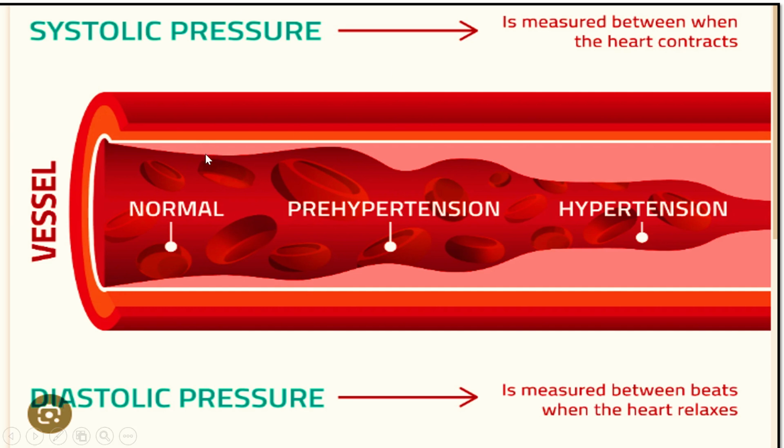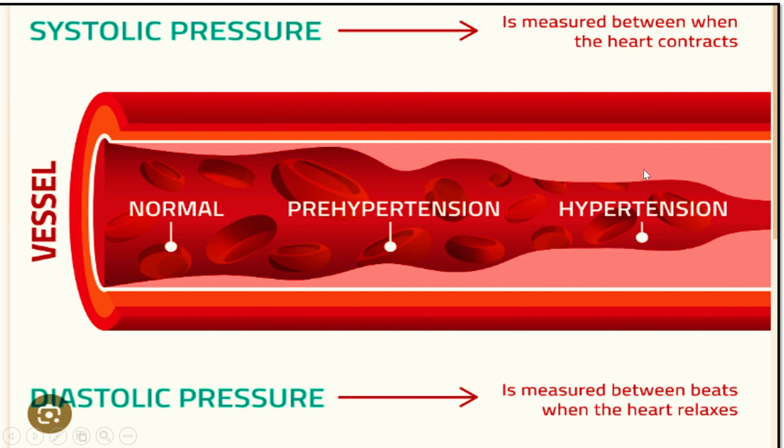As you can see, this is a normal vessel. The blood flows very gently and no major pressure is required. In pre-hypertension, you can see the narrowing of the blood vessels. There can be plaque deposition, that means fat deposition, or narrowing of the blood vessels, and in this case the narrowing can be very minimal.